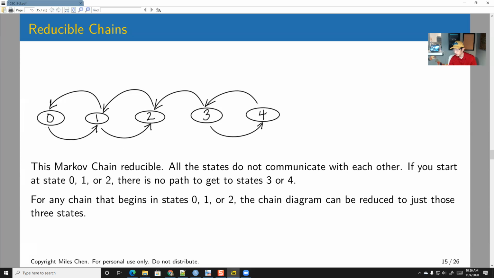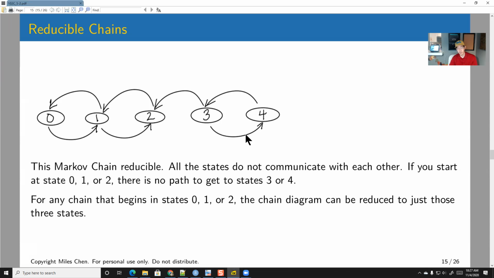If we had an arrow that went from state 2 to state 4, then it would become irreducible. Because from state 2, we can reach all of the other states, right? We can go from 2 to 4 and then to 3, okay?